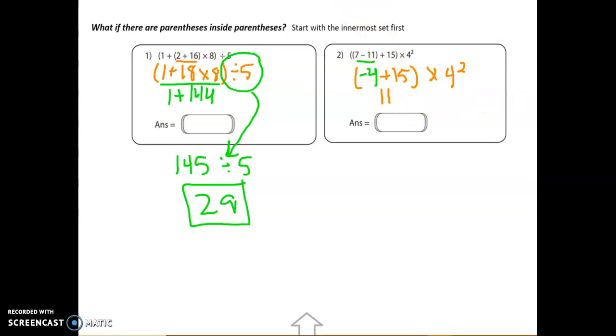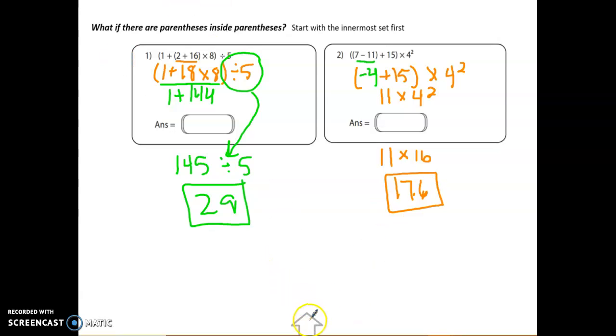And then we're going to multiply that with 4 squared. Now, exponents would come next. So before we multiply, we have to do our exponents. So 4 squared is going to give us 16. So 11 times 16. Now we're down to one operation. So 11 times 16 is a total answer of 176.